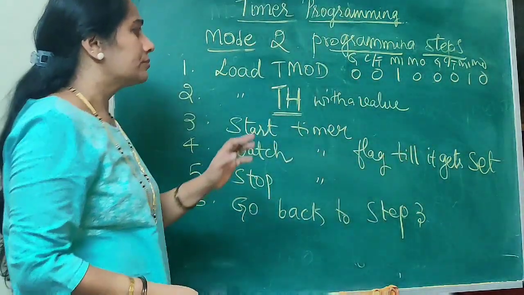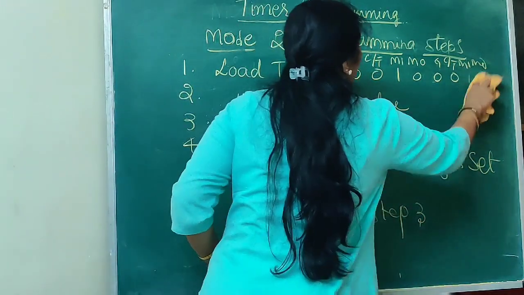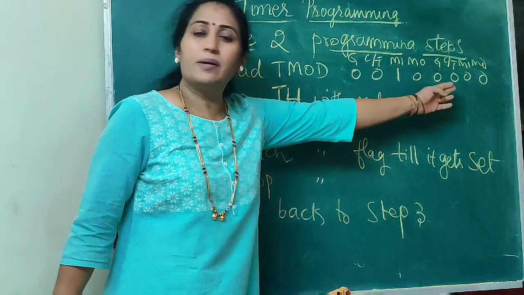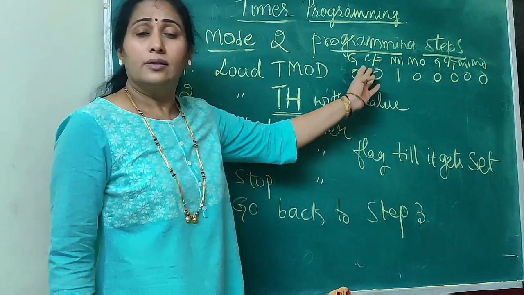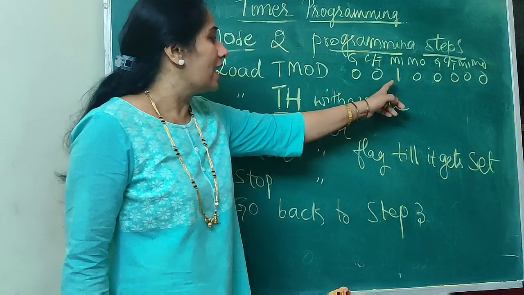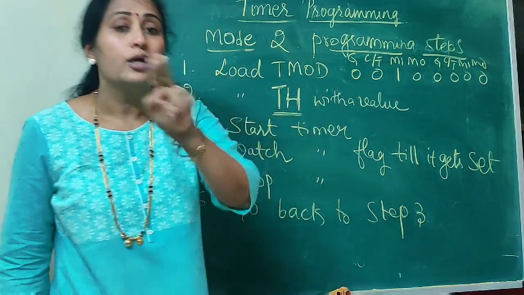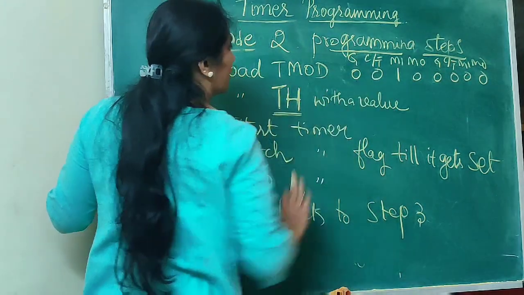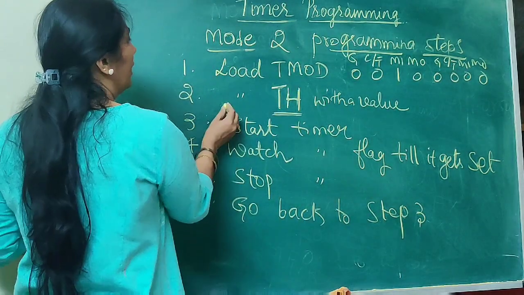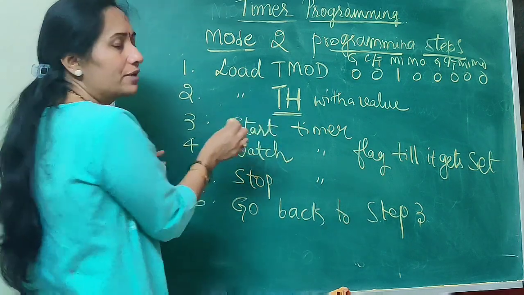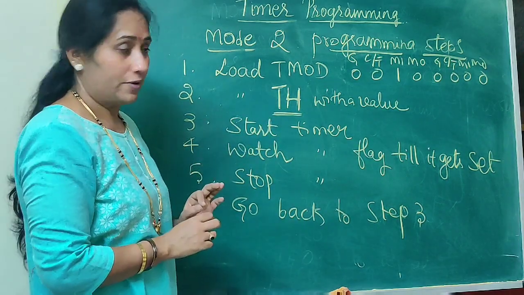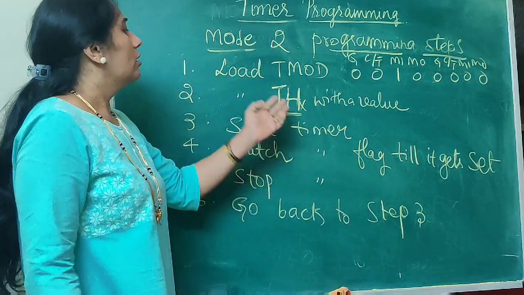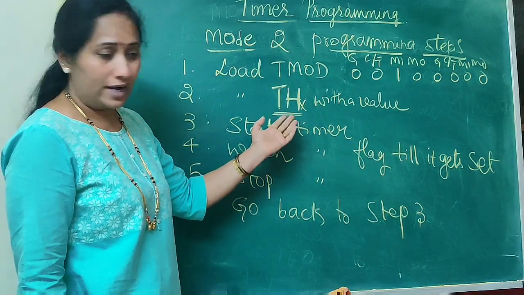That means I have selected only one timer. Say I have selected timer 1, because the lower nibble is for timer 0 and the higher nibble is for timer 1. So I have selected timer 1 in mode 2, and you have to load TMOD with these bit values. Then you have to load the initial value in THx, which should be less than FF because TH is an 8-bit register.